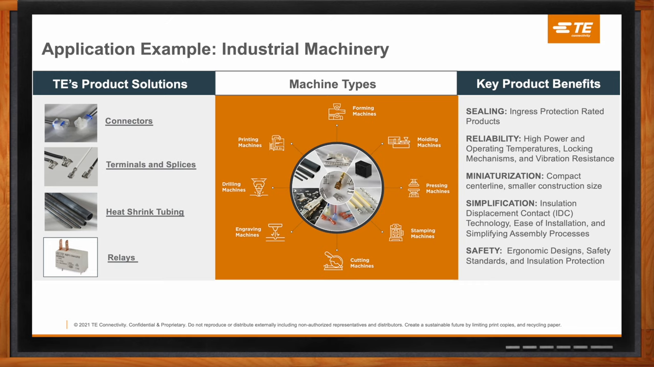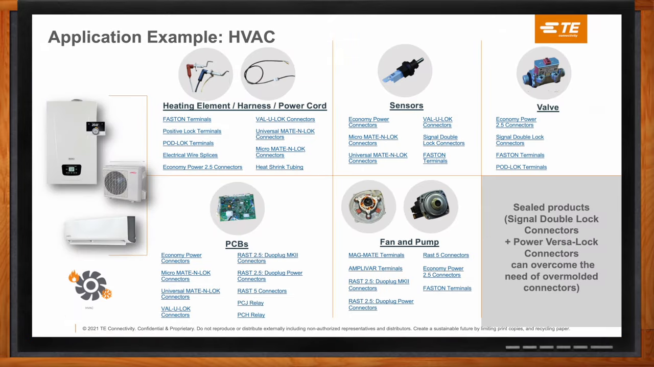Another application example that we could show is definitely the HVAC. And here there are some examples of water heaters and air conditioning, together with all the subsystems that compose a standard of those applications. So we have a heating element, we can have harnesses and power cords, of course, we have sensors, valves, fans and pumps, and PC boards. And our portfolio is complete to reply to the needs of those subcomponents and subsystems.